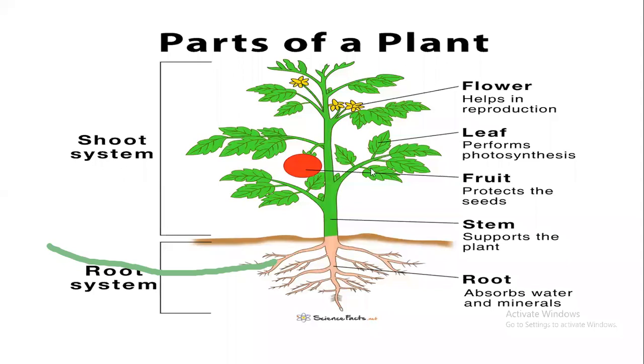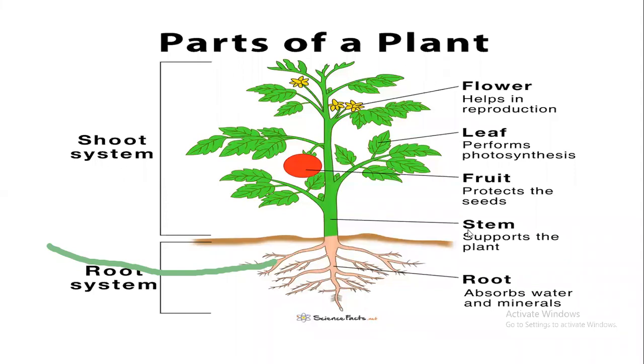The next one is fruit. What does fruit do? Fruit protects the seed. Do you know that inside fruits there are seeds? Like inside the apple there are seeds, and inside the mango there is a seed. So what does the fruit do? Fruit protects the seed.